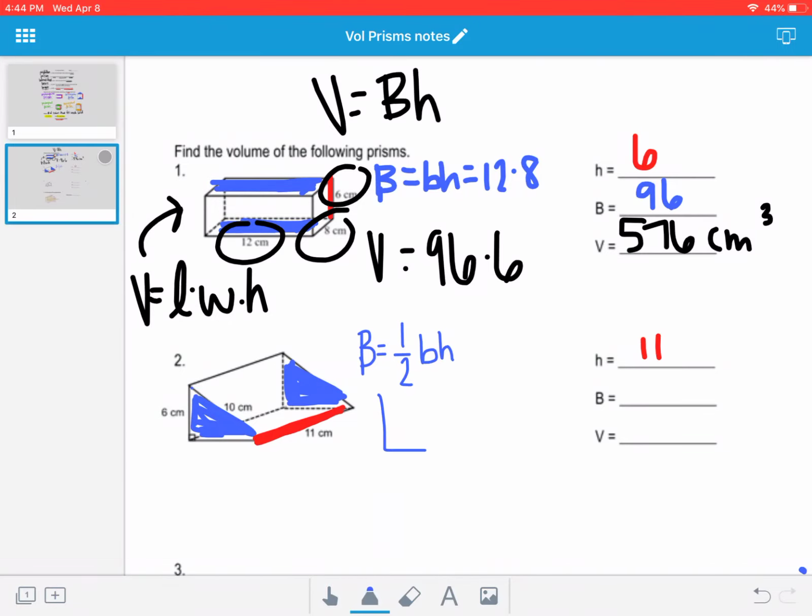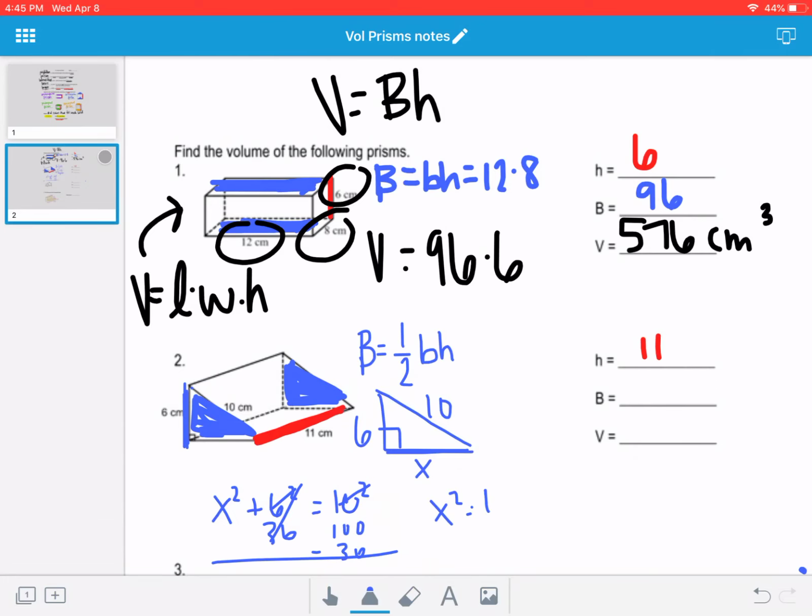I'm actually going to redraw it here so we can just focus on the blue triangle. The height is 6, the hypotenuse is 10, and our base would be this bottom segment, which we don't know, so I'm going to call it x. We have to find what x is so that we can find the area of the triangle. So we're going to have to use our Pythagorean Theorem. x squared plus 6 squared equals 10 squared. 36, 100, subtract 36 over. x squared equals 64. Square root both sides, and x equals 8.